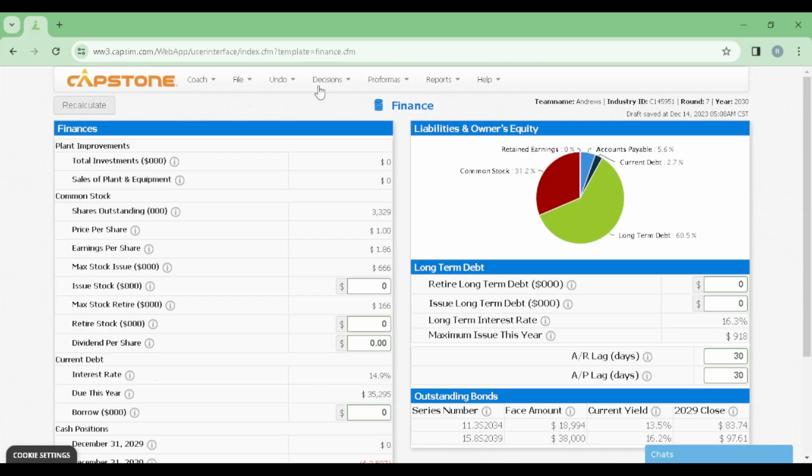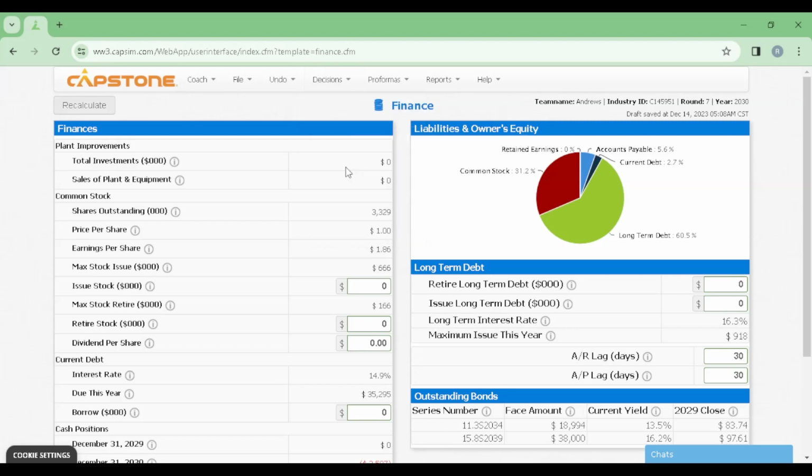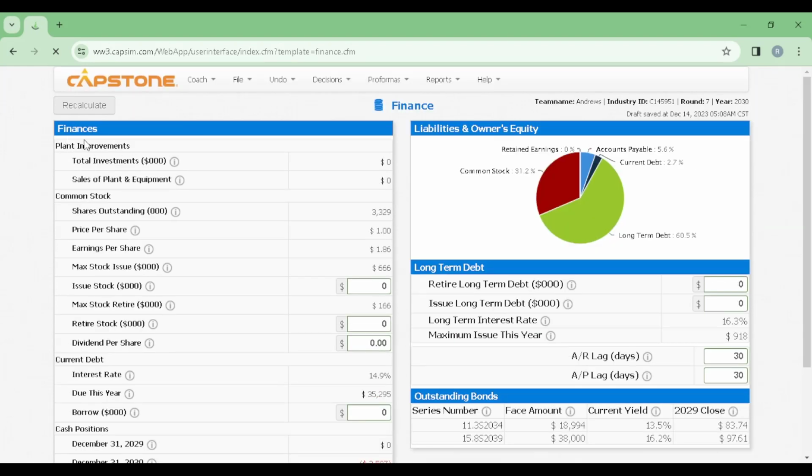Finance is normally one of the last departments in CAPSIM where we make decisions. And finance is divided into parts. The first part is the plant improvements. When we talk about plant improvements, we're simply talking about the total investments and the sales of our plants and equipment. Where does this come from? This comes mainly from the production area.